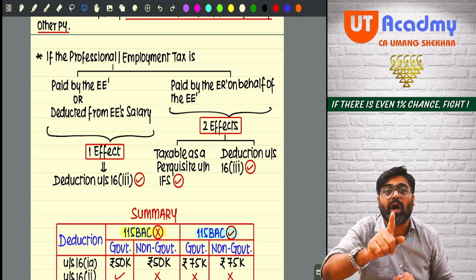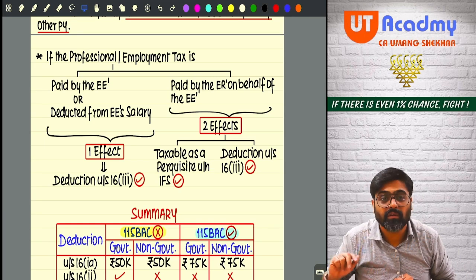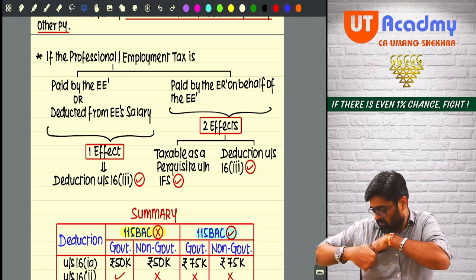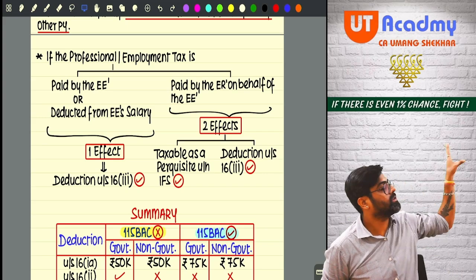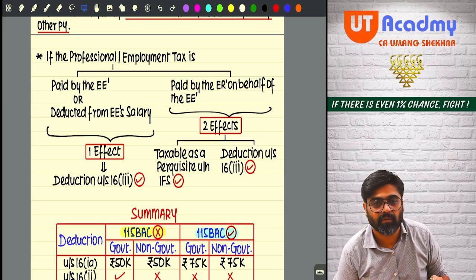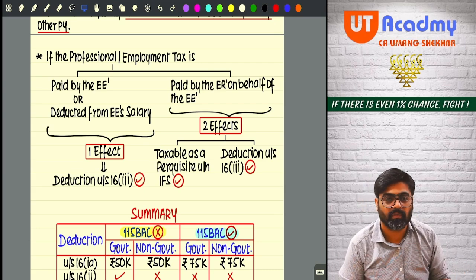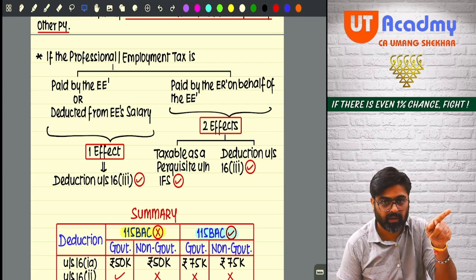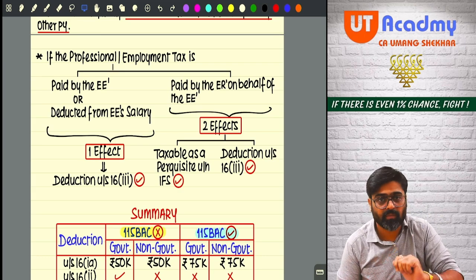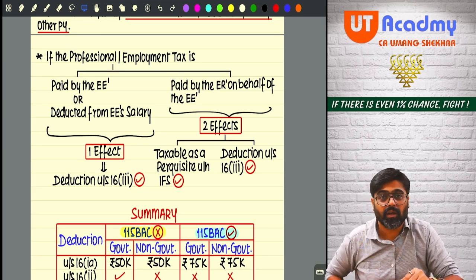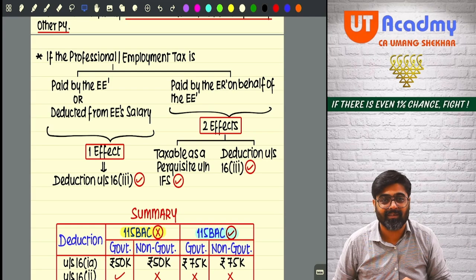Yes or no? How much was the professional tax? 2000. Payable to the state government. The employer paid it on your behalf. You had to pay, no? Was it deducted from your salary? No. It is going from the employer's pocket.